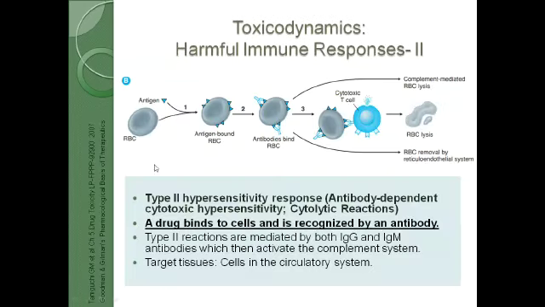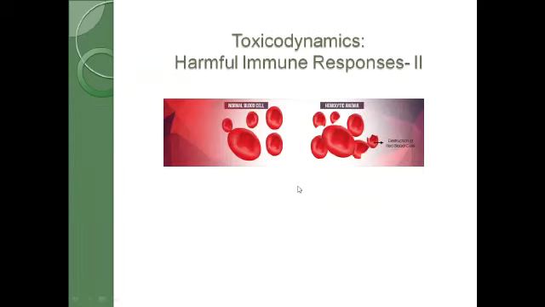And as you see here, the antigen binds to the red blood cell. And antibodies, IgG and IgM, then bind to the red blood cell. Then they activate the complement system and cause RBC lysis, or the RBC will be removed by the reticuloendothelial system, and they will cause RBC lysis.